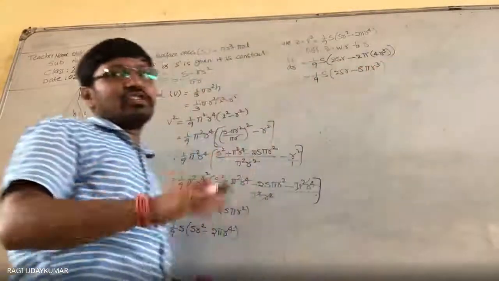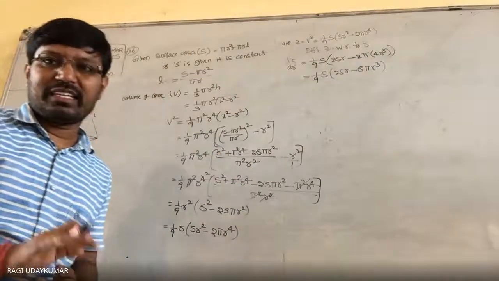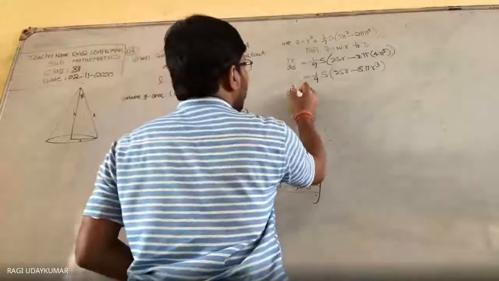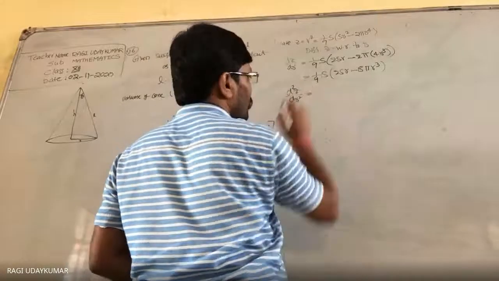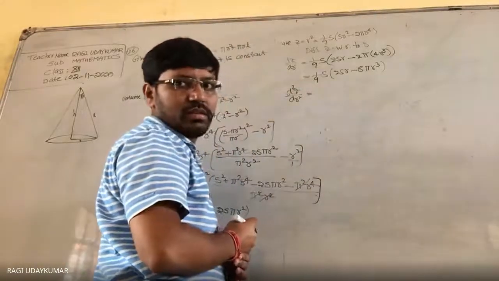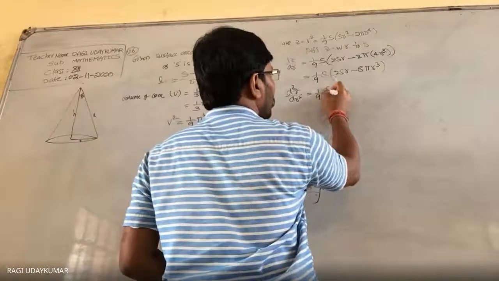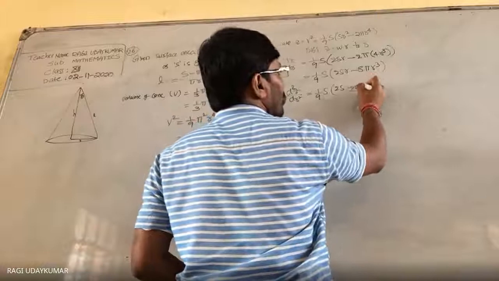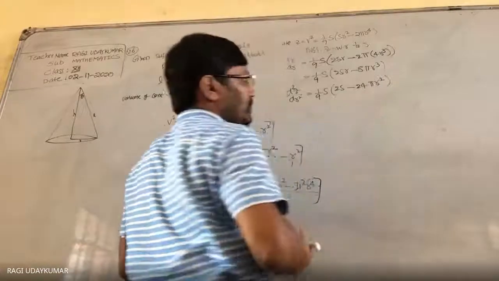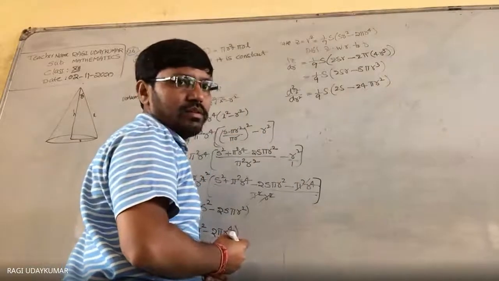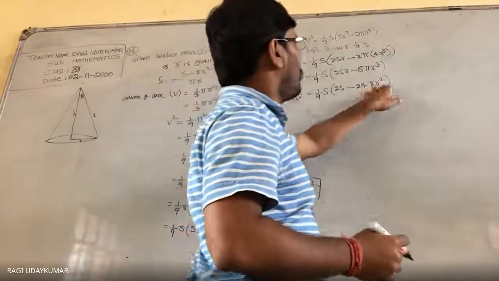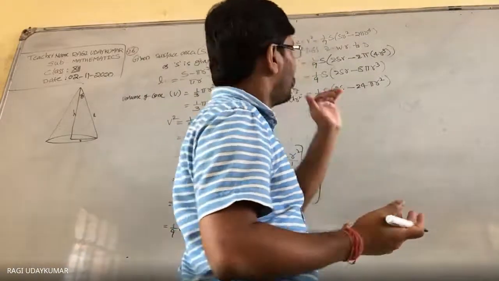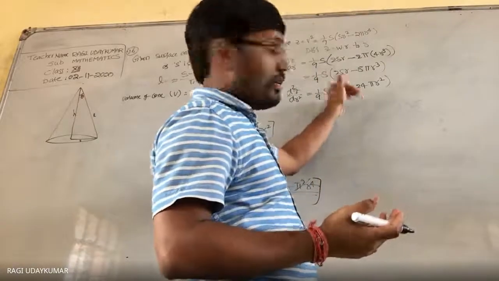Second time derivation also it is very easy. Differentiating this with respect to r again, d square z by dr square is 1/9 times 2s minus 8 times 3, that is 24 pi r square. 8 threes are 24 pi r square. Isn't it? This is d square z by dr square.